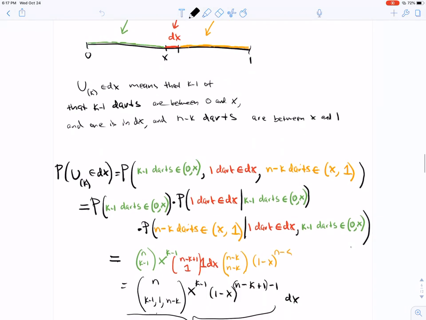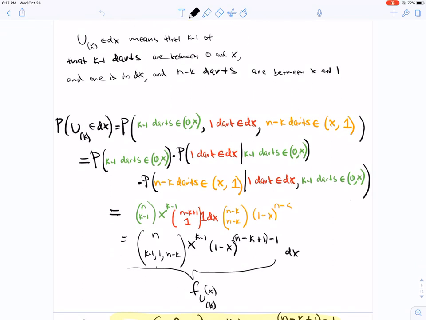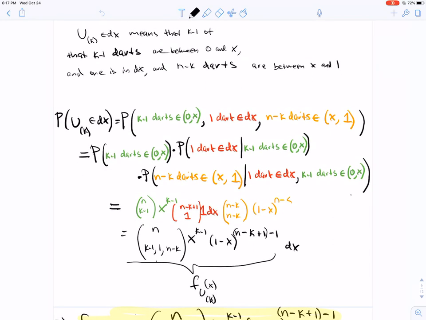So we can write that out as the probability shown here. Use the multiplication rule, and we see that we get n choose k minus 1, 1, n minus k times x to the k minus 1, times dx, times 1 minus x to the n minus k.